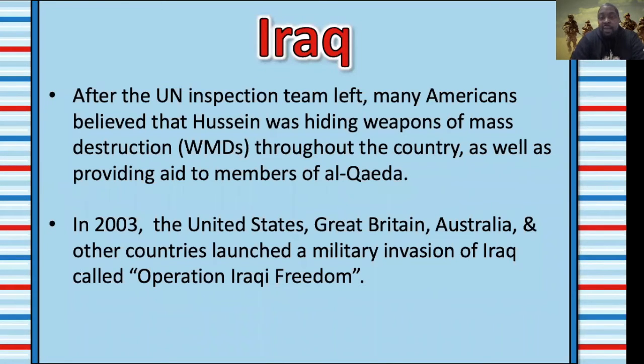All right, so after the UN inspection team left, many Americans believed that Hussein was hiding weapons of mass destruction, WMDs, throughout the country, as well as providing aid to members of Al Qaeda. Most of you know who Al Qaeda are because at the beginning of the year, we had a video about the events that happened in 9/11, and we explained that Al Qaeda is the bad guys. So in 2003, the United States, Great Britain, Australia, and other countries launched a military invasion of Iraq called Operation Iraqi Freedom.